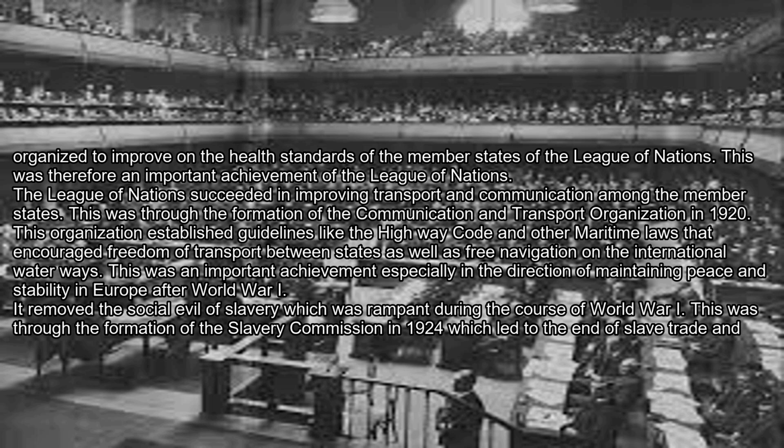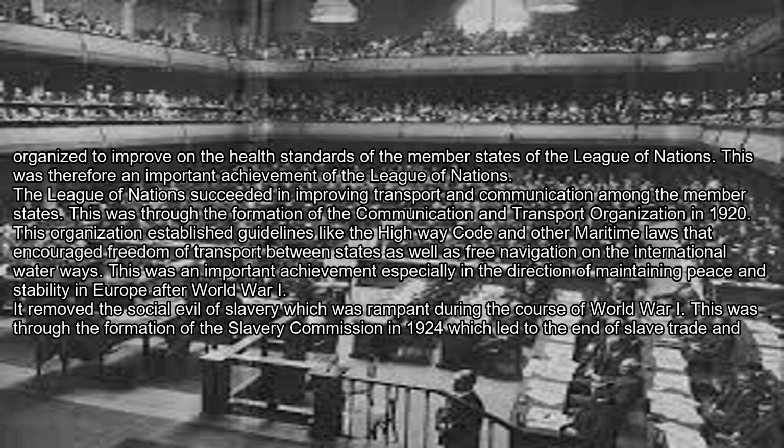The League of Nations succeeded in improving transport and communication among the member states. This was through the formation of the Communication and Transport Organization in 1920. This organization established guidelines like the Highway Code and other maritime laws that encouraged freedom of transport between states as well as free navigation on the international waterways. This was an important achievement, especially in the direction of maintaining peace and stability in Europe after World War I.